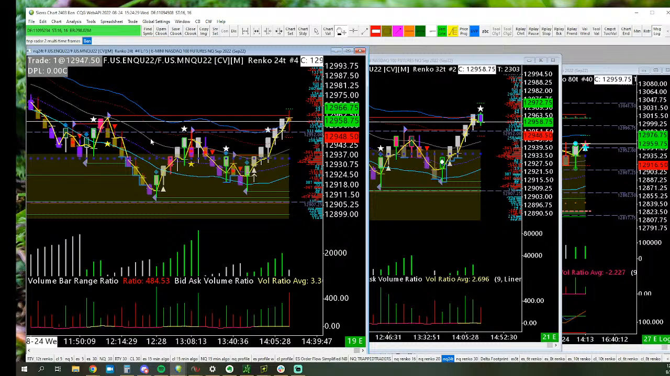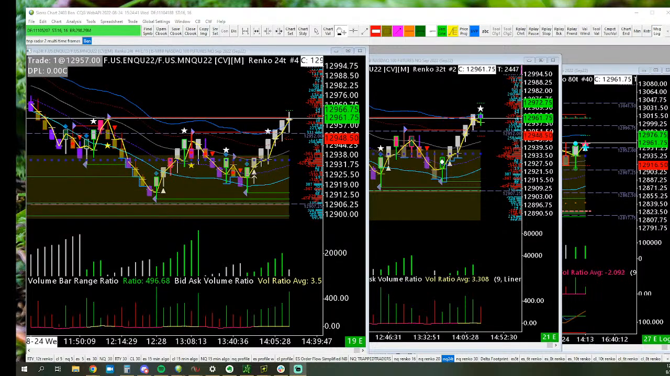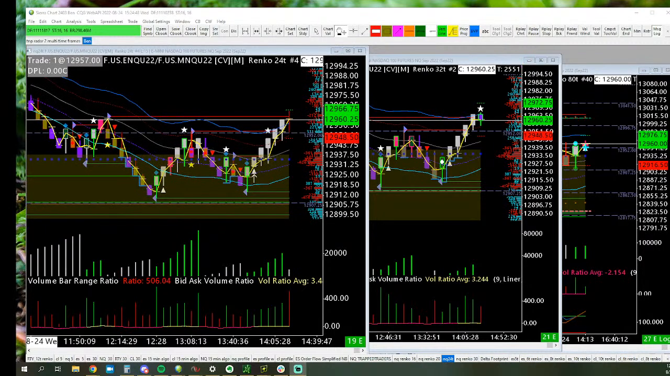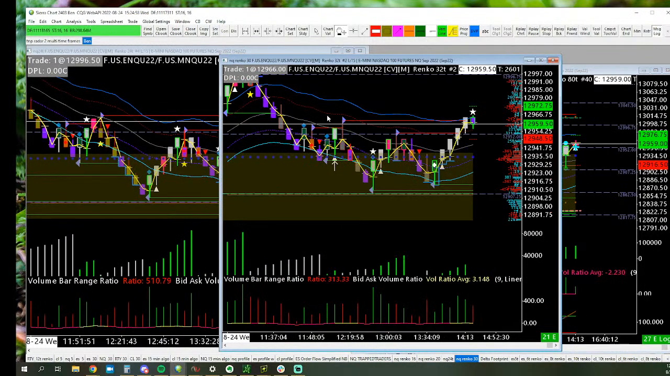So if there's no trade on the 24 tick, I can't enter the trade. That's rule number one. I've had too many mistakes from taking trades on smaller time frames, so right now I'm waiting for a 24 tick entry to confirm. The other tick charts, like the 32 and the 80, these are more for analysis and not so much for triggering trades.